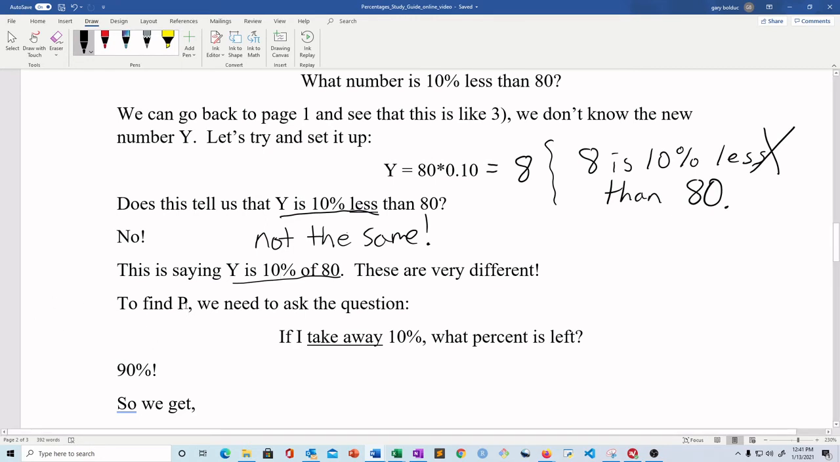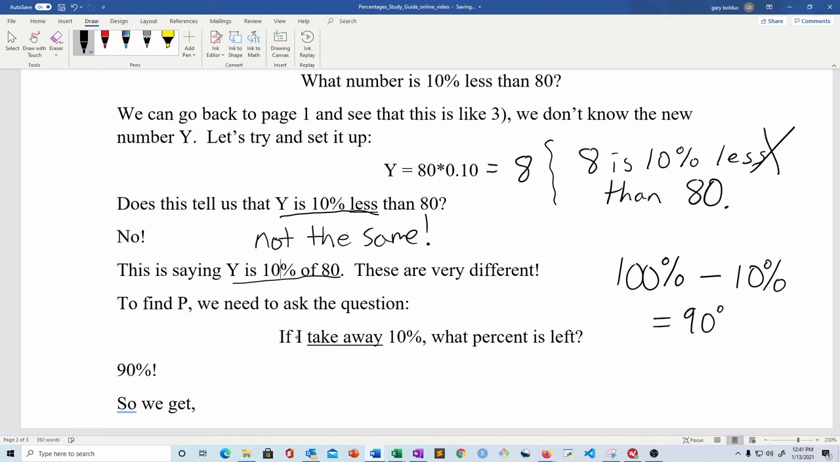So what does this say? It says to find the percentage I should use, we need to ask this question: if I take away 10%, what percent is left? What do I mean by that? If I have 100% here, I've got all of the 80, and then I take away 10%, what percent is left? Well, 90% is left. So here's the trick. I've just tried to trick you with this question. When I say what's 10% less than 80, I'm trickily just saying what's 90% of 80.